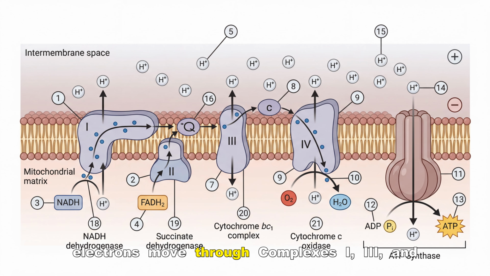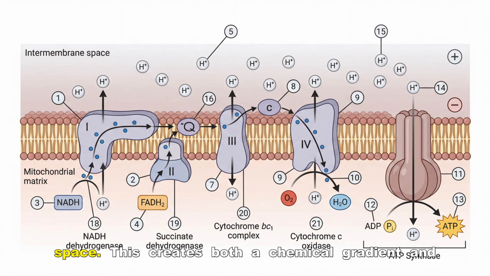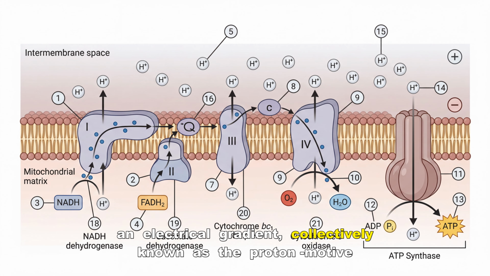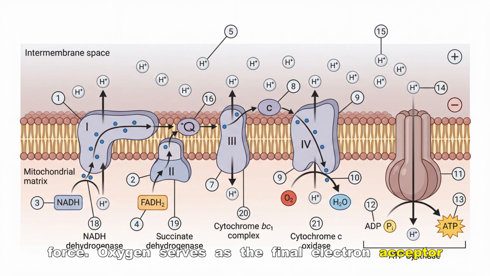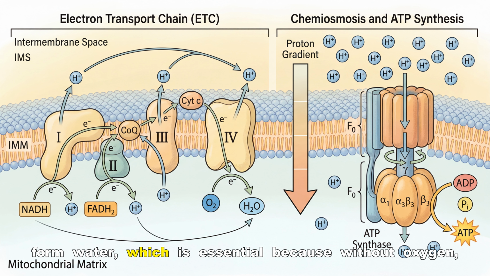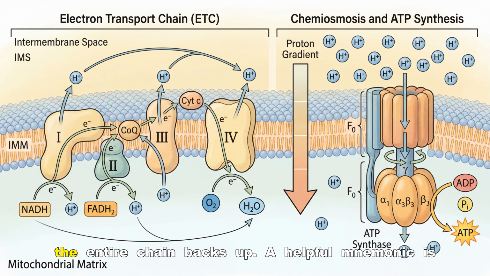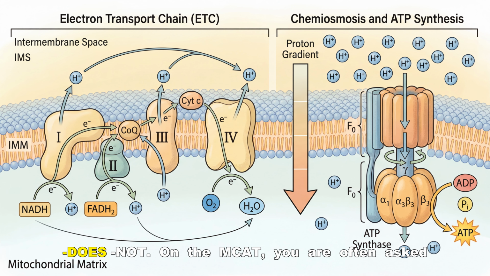As electrons move through complexes 1, 3, and IV, energy is released and used to pump protons from the mitochondrial matrix into the intermembrane space. This creates both a chemical gradient and an electrical gradient, collectively known as the proton motive force. Oxygen serves as the final electron acceptor at complex 4, combining with electrons and protons to form water, which is essential because without oxygen, the entire chain backs up. A helpful mnemonic is I, 3, IV, pump protons, 2, does not.